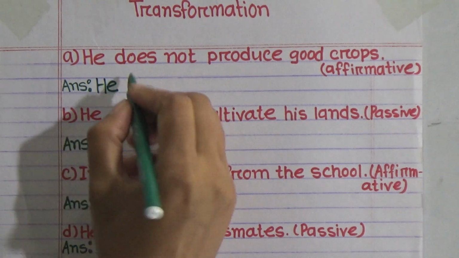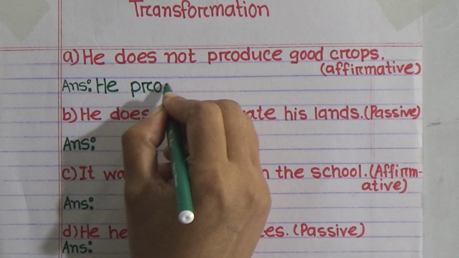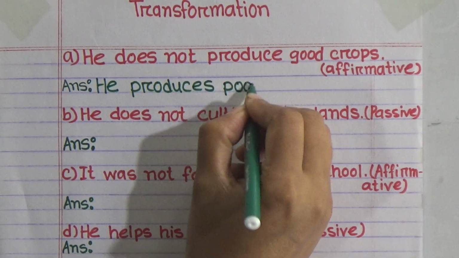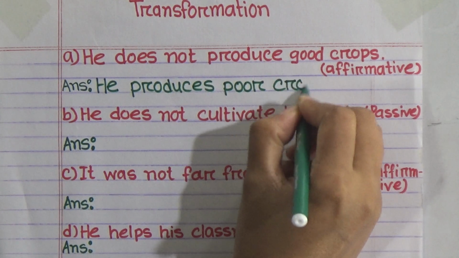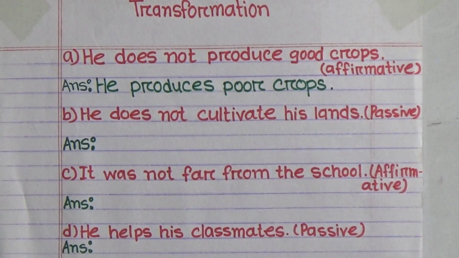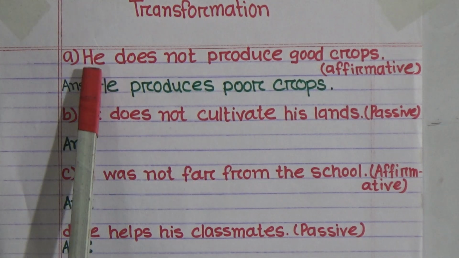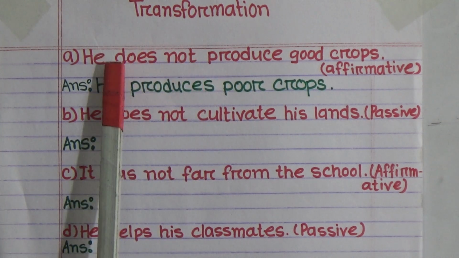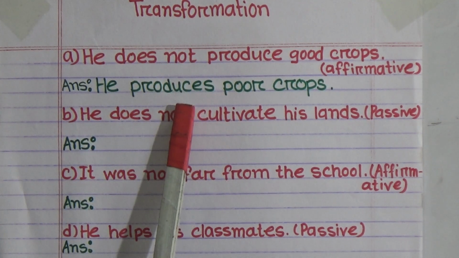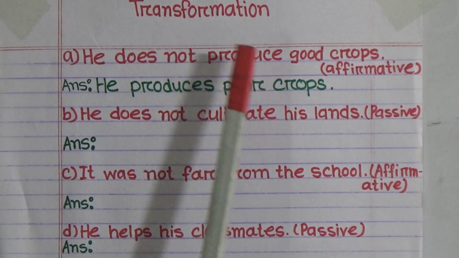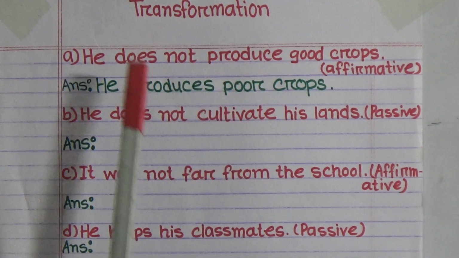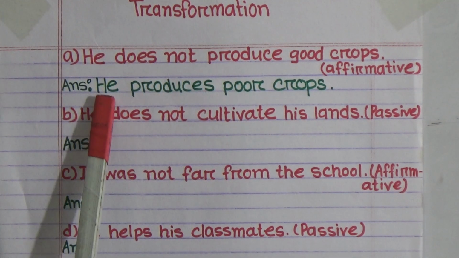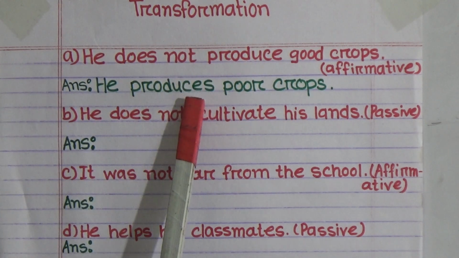He produces poor crops. Now students, come here. He is subject. I have written here subject, and as it is in negative, does not, we will not write it in the affirmative sentence. So directly we will use the principal verb, and principal verb is produce. And we know with third person singular number we have to add s or es. So he is third person singular number, that's why I have written produces.